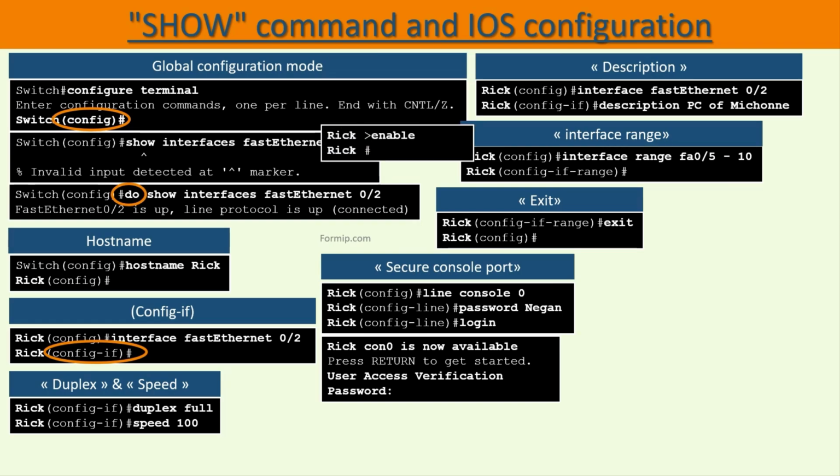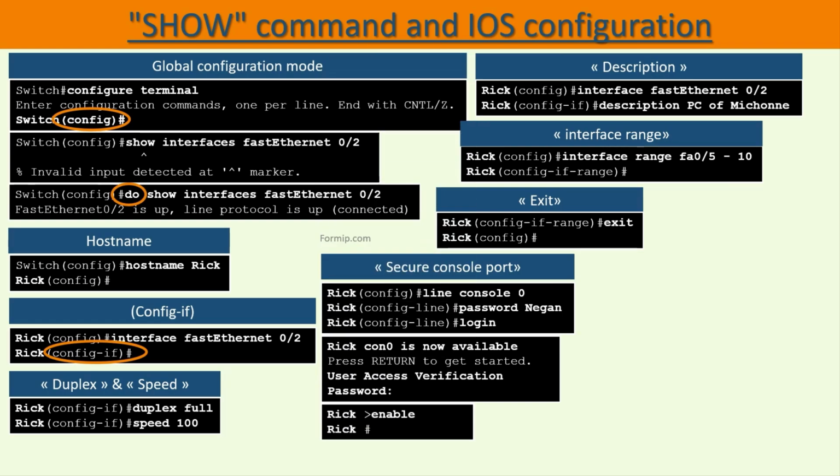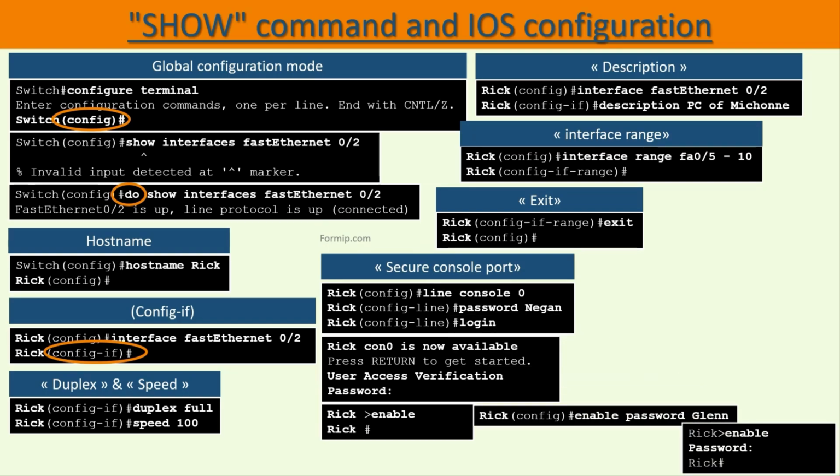Currently, on our switch, if we type enable, we have access to the privileged mode. It is possible to set up a password for this access. The enable password command in global configuration mode enables you to activate a password on the enable access.